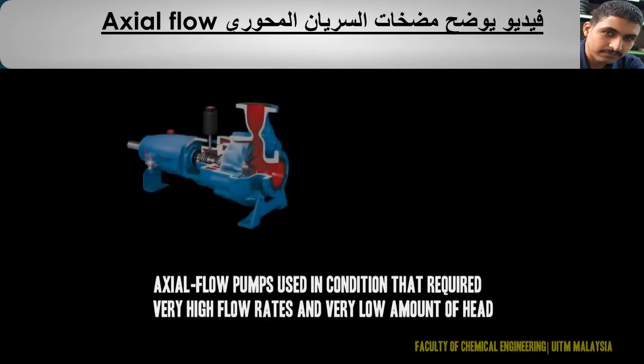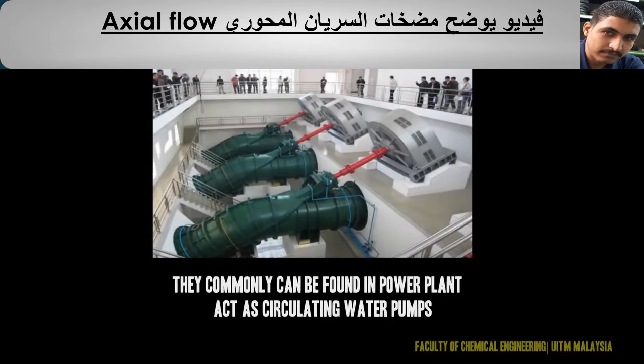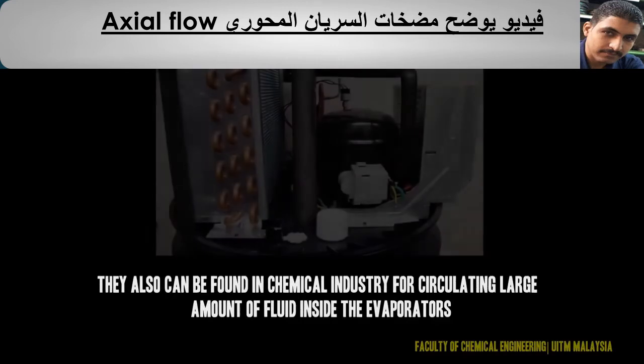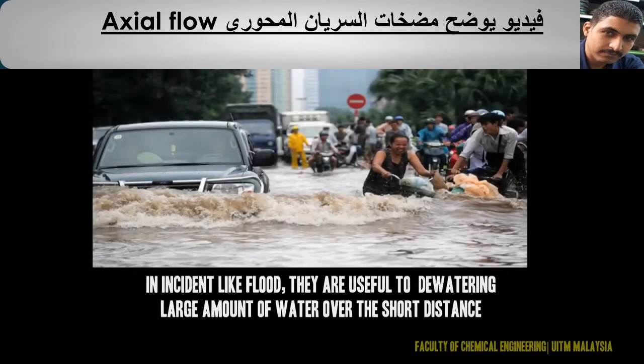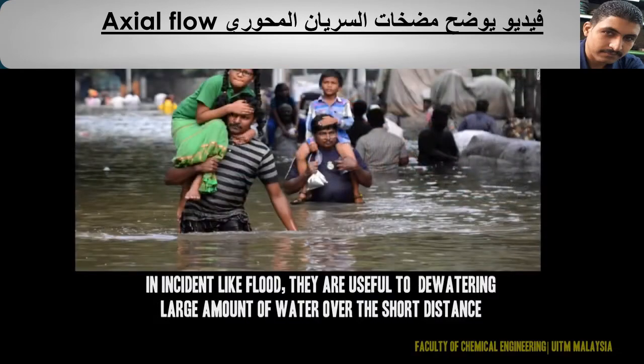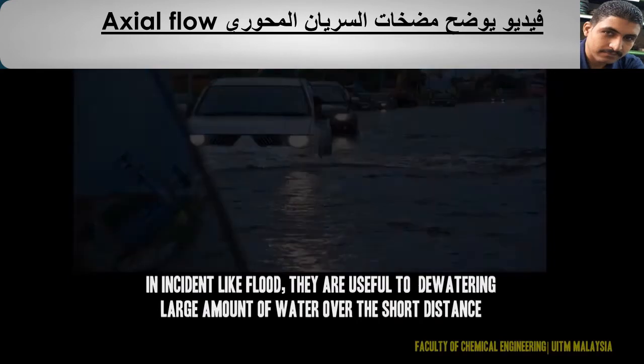Axial flow pumps are used in conditions that require very high flow rate and very low head. They can commonly be found in power plants, acting as circulating water pumps. They also can be found in the chemical industry for circulating large amounts of fluid inside evaporators. In incidents like floods, they are useful for dewatering large amounts of water over a short distance.